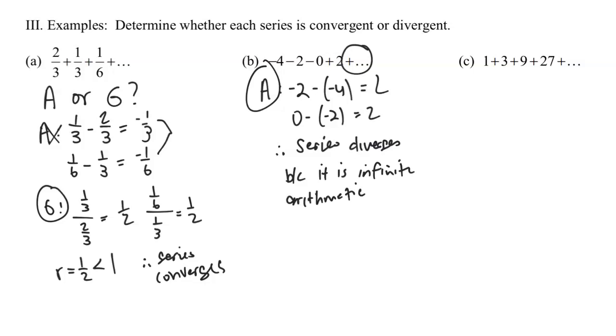Okay, letter C, you first of all want to determine, is it arithmetic or geometric? So if it's arithmetic, that means if we take 3 minus 1 and 9 minus 3, we ought to get the same number.